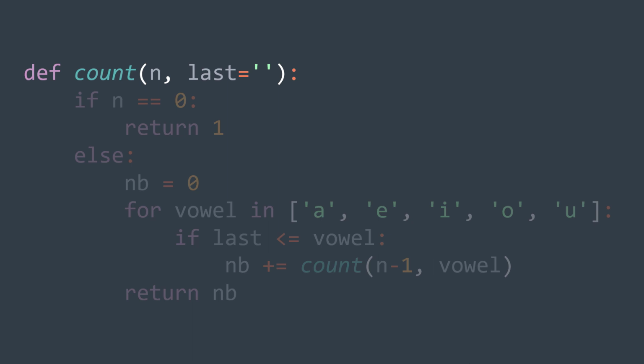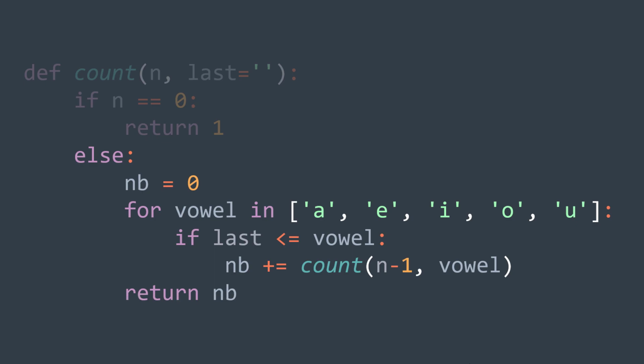Inside the function, the base case is when n is equal to 0. It means that we have no more characters to add. We found a sorted vowel string, so we return 1. And in the recursive case, for each vowel, if the last character is smaller than or equal to that vowel, then adding this vowel won't break the order, so we can call the function. N becomes n-1 because the number of remaining characters to add decreases, and the second parameter is the vowel we just added because it becomes the new last character of the string.